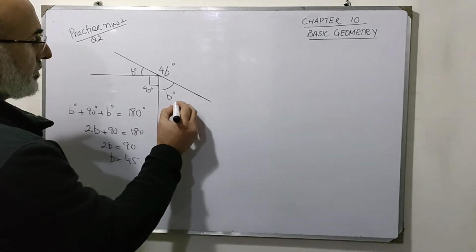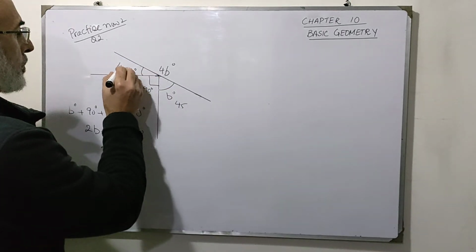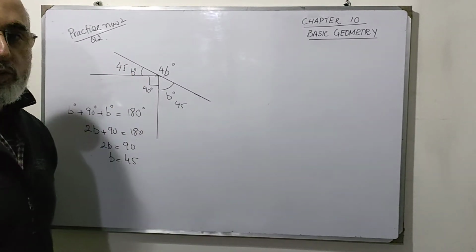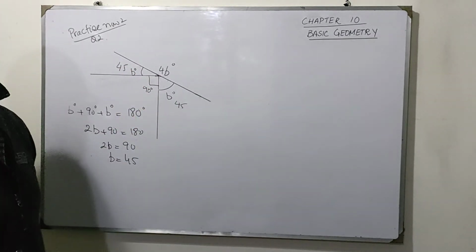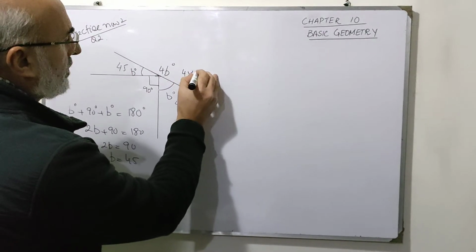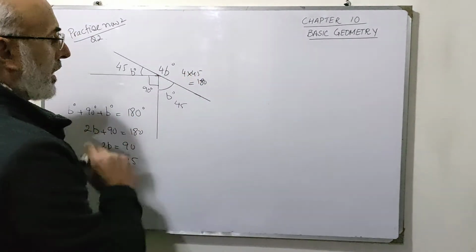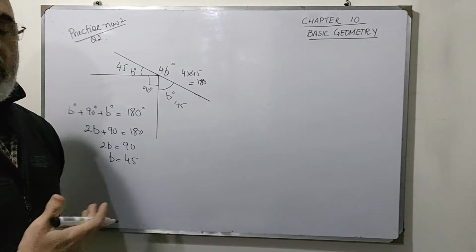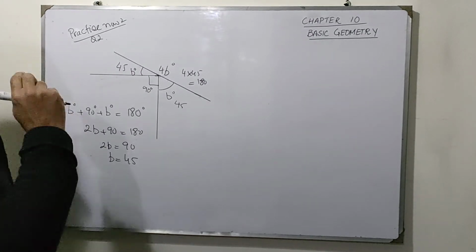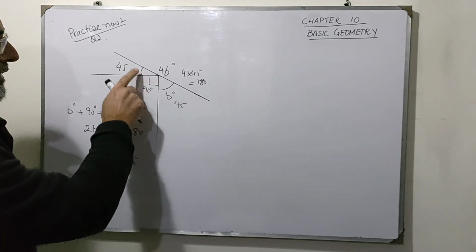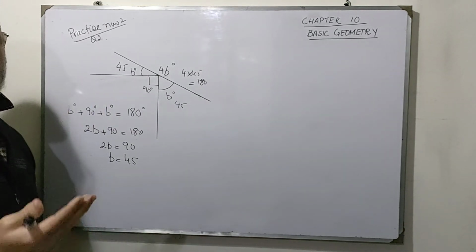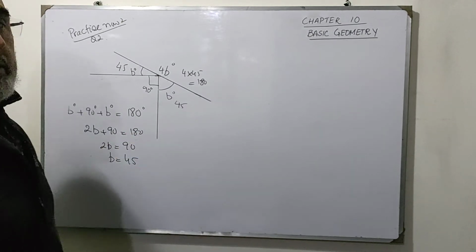B is 45, this B is also 45, so 45 plus 45 is 90, and 90 plus 90 is 180. So this is 180. So the value of B which we have just calculated is correct. What we did was consider the adjacent angles, and we know that the total of the angles on a straight line is equal to 180 degrees. So let's take another question.